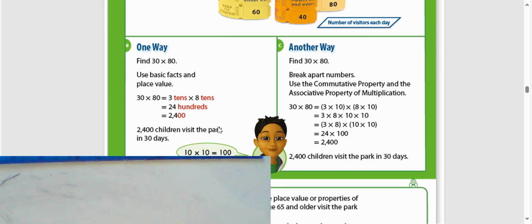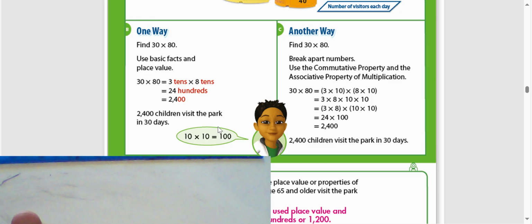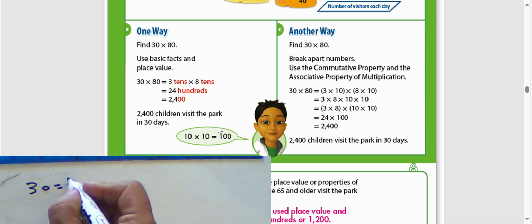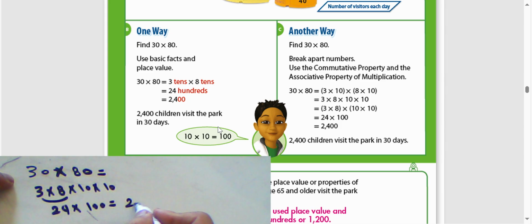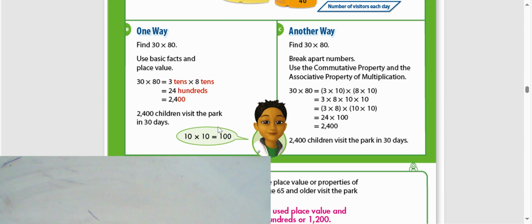Now we can find the product between two numbers like this: 30 times 80. We have 3 times 8, times 10, times 10. 3 times 8 is 24, and 10 times 10 is 100. Then the result will be 2400. Okay, understood? Next question.